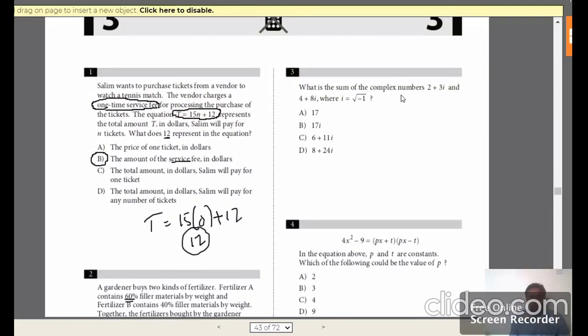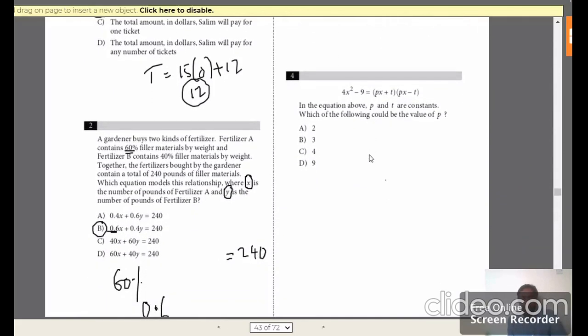What is the sum of the complex numbers? We have the standard form of the two complex numbers given, and we just need to work out the sum. So how will you add the two complex numbers? You add the real part with the real part and the imaginary term with the imaginary term. So 2 plus 4 gives you 6, and 8 plus 3 is 11. Where is the option? C.